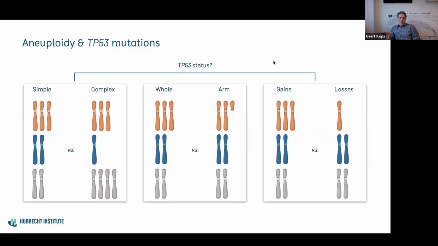Everything I will show you from now on is on the tumors in which the whole genome duplication has been excluded, to simplify the analysis and not have this confounding factor of whole genome duplication.